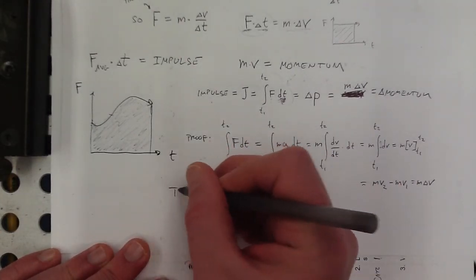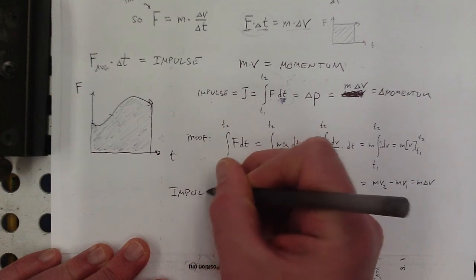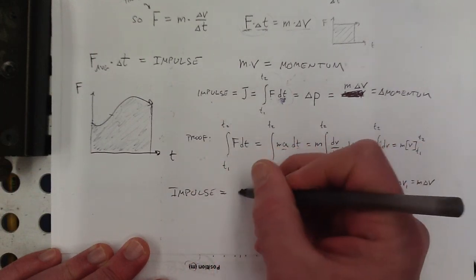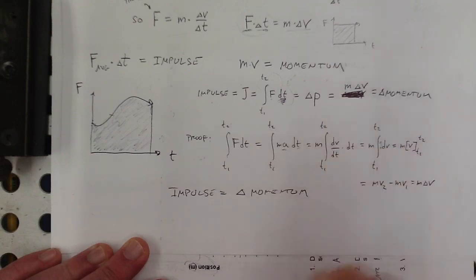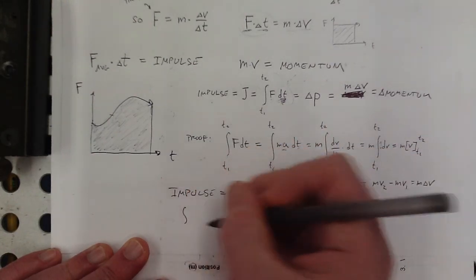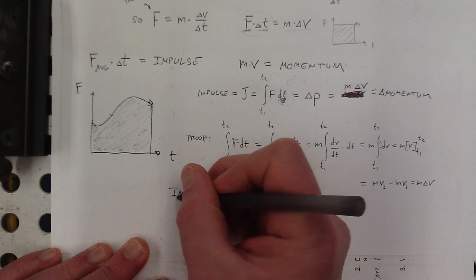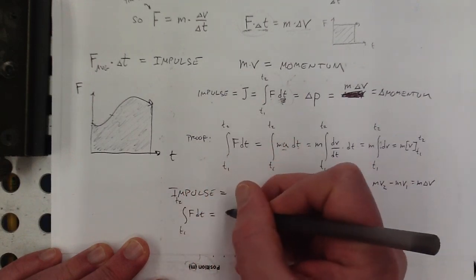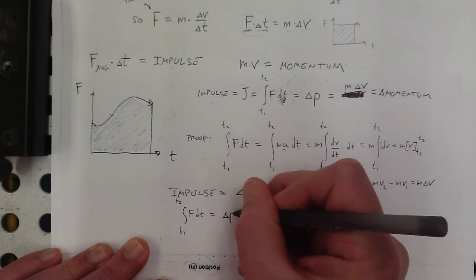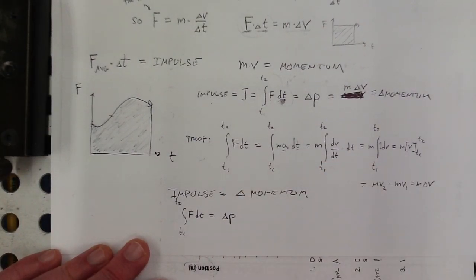If you want to say it in words, that's what you're going to say: impulse equals change in momentum. If you're going to write it down in symbols, you're going to write it down as impulse equals change in momentum. That's it.